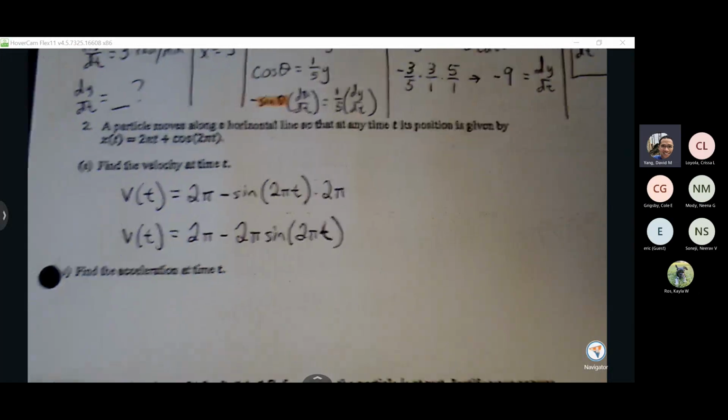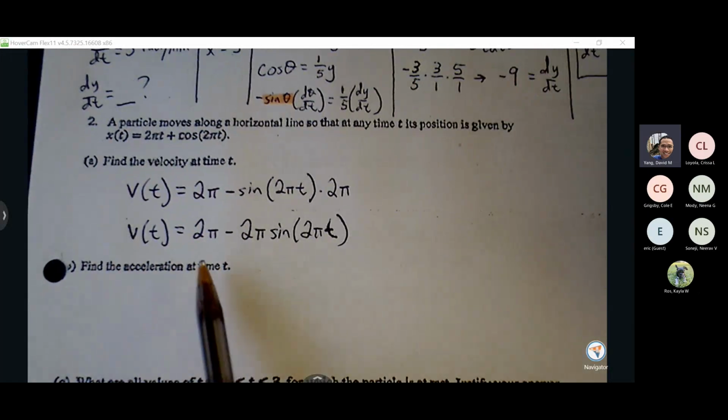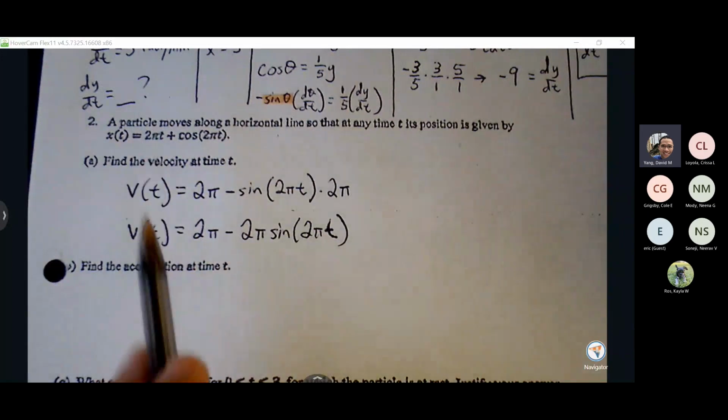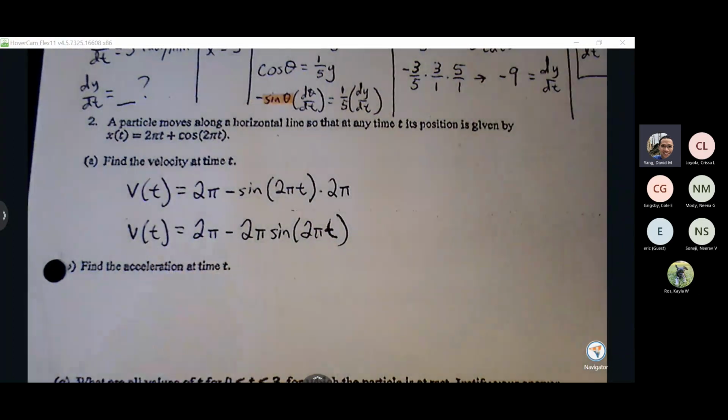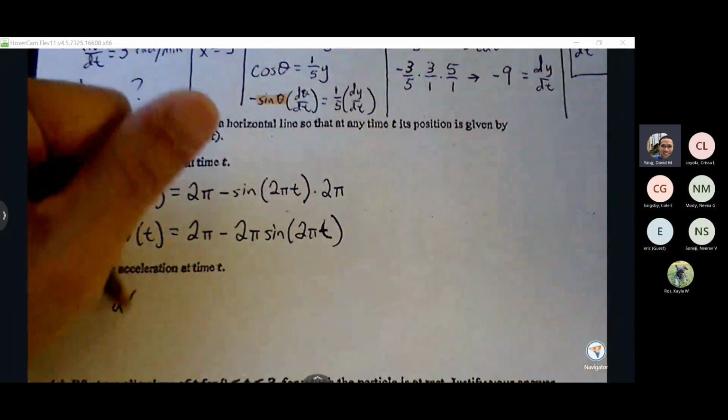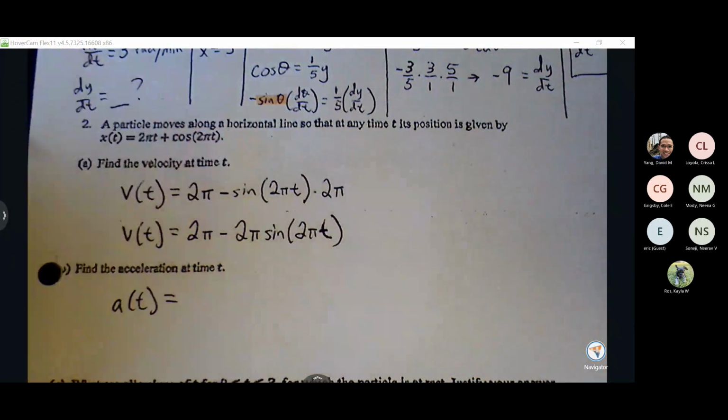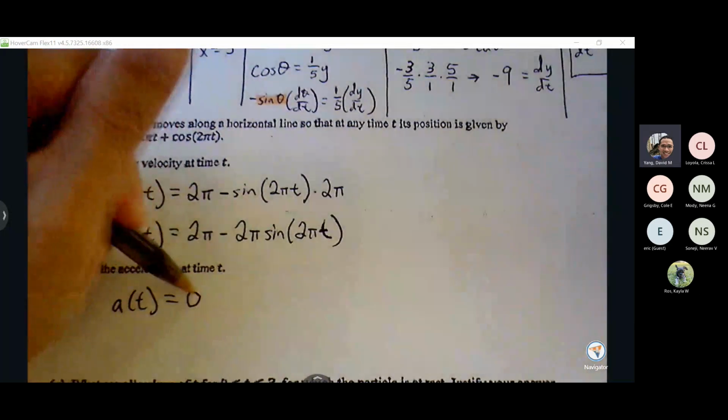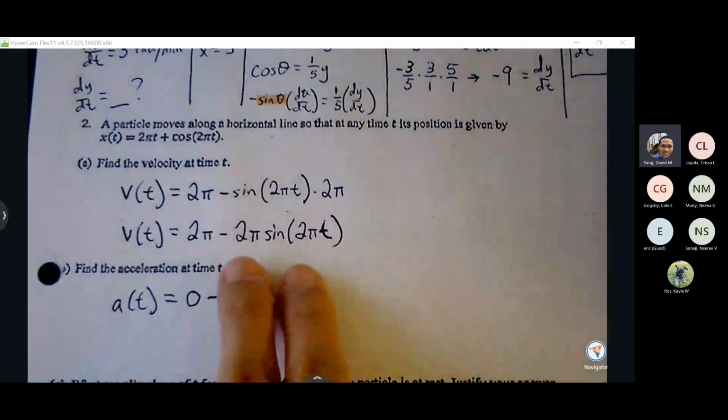All right, next up, find the acceleration. So acceleration is the second derivative, right? PVA: position, velocity, acceleration. All right, so let's find acceleration. A of t equals, all right, 2 pi becomes 0. 2 pi sine of 2 pi t.